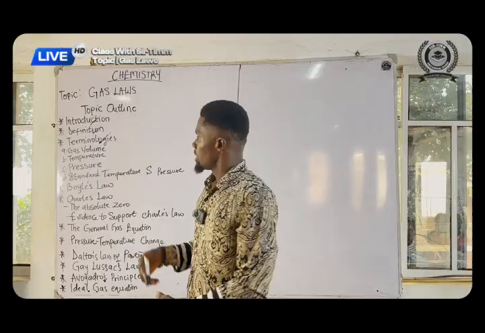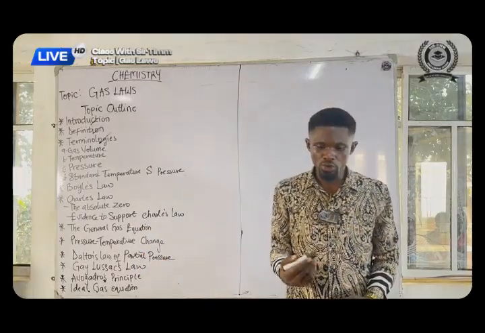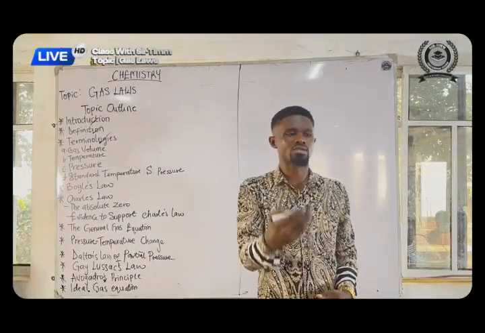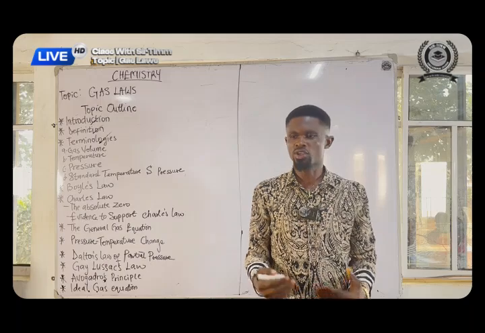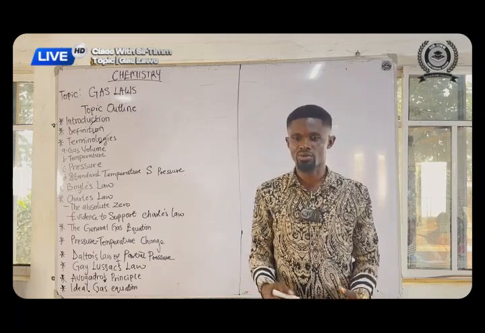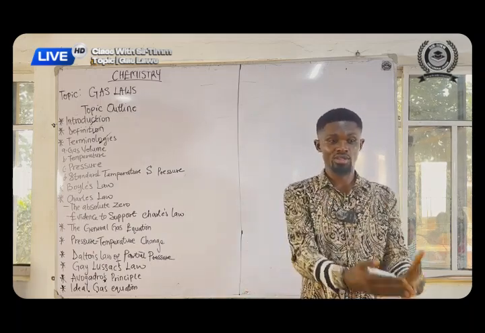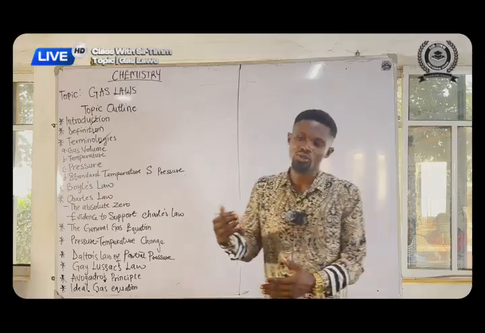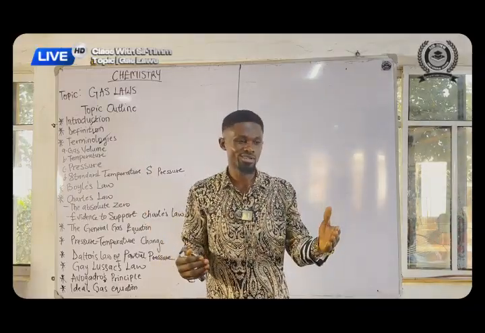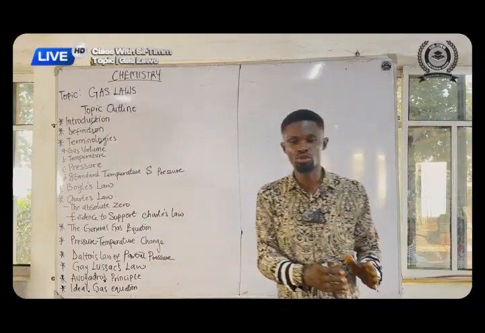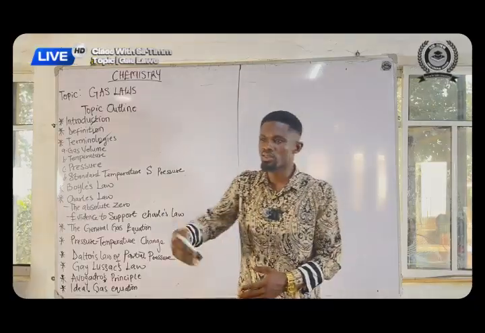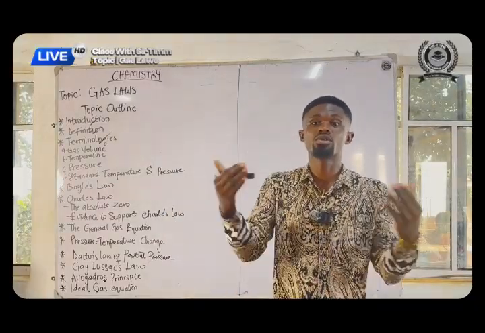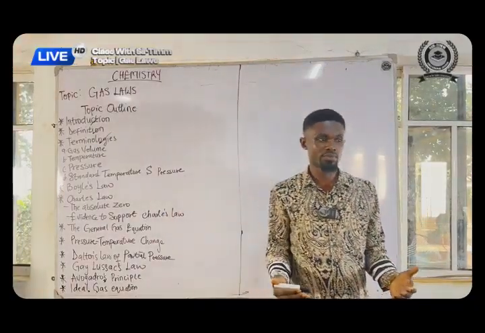When you talk about volume, volume simply means the content of a substance or a material. I'm using substance because I'm doing chemistry. If it's in physics, you hear us talking about bodies and objects. In chemistry, we use substance. So the content of a substance is known as the volume of the substance. Are you with me?